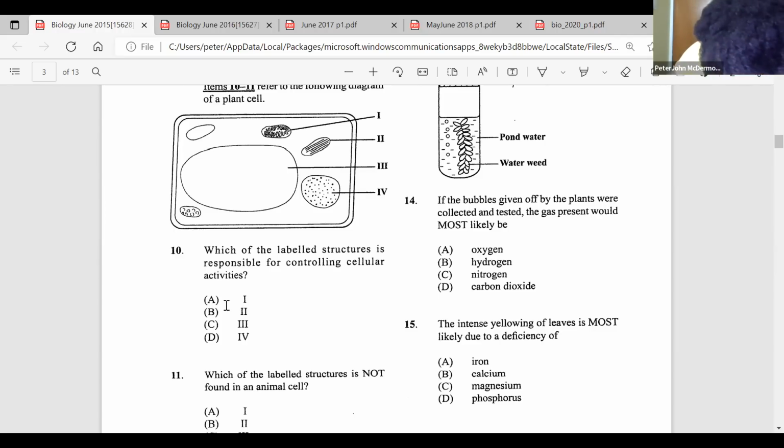Oh, they're saying 10 is D. I would go with 10 as D, right?